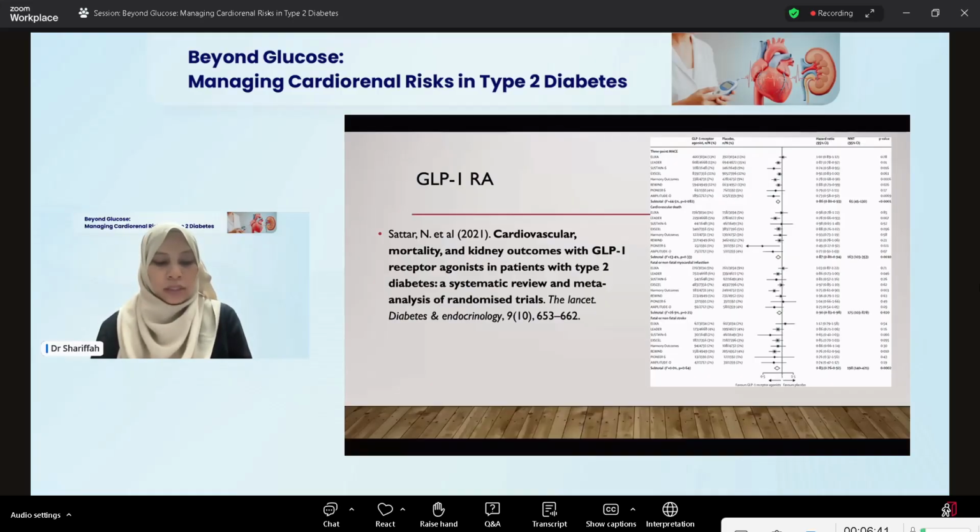And they found that GLP-1 agonists actually reduce all-cause mortality by 12%, hospital admission for heart failure by 11%, and kidney outcomes, meaning kidney progression, by 21%. And there is no increased risk of severe hypoglycemia, retinopathy, or even pancreatic adverse events. So the cardioprotective effects of GLP-1 agonists cannot be disputed, and this represents an important treatment opportunity to reduce morbidity and mortality in patients with type 2 diabetes.